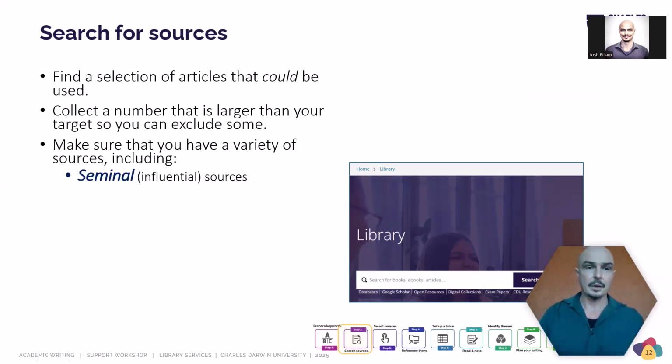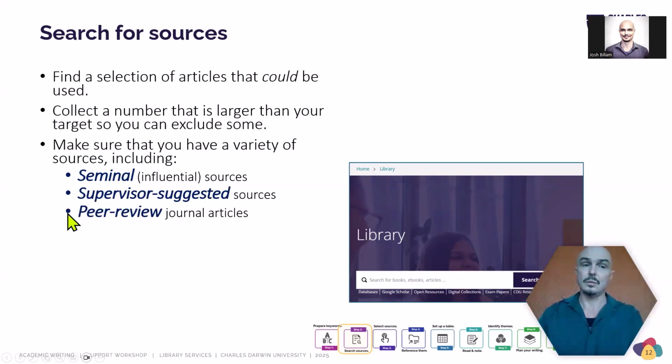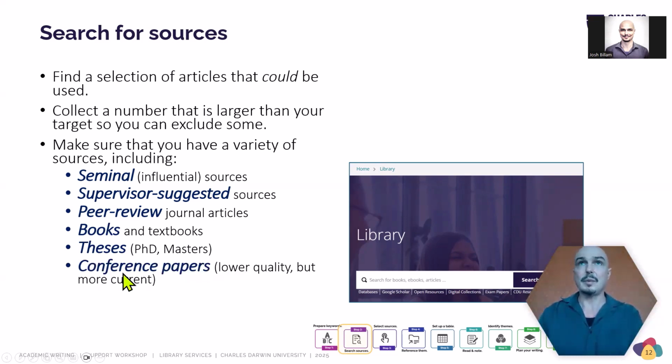When you're finding your sources, you should look for a mix between influential, historically seminal, important sources, ones that your supervisors suggest. We want to look for peer-reviewed, highly cited articles. That should be the brunt of your collection of sources, but don't forget about books or other people's theses, conference papers. They seem to come out a bit quicker than journal articles, etc.